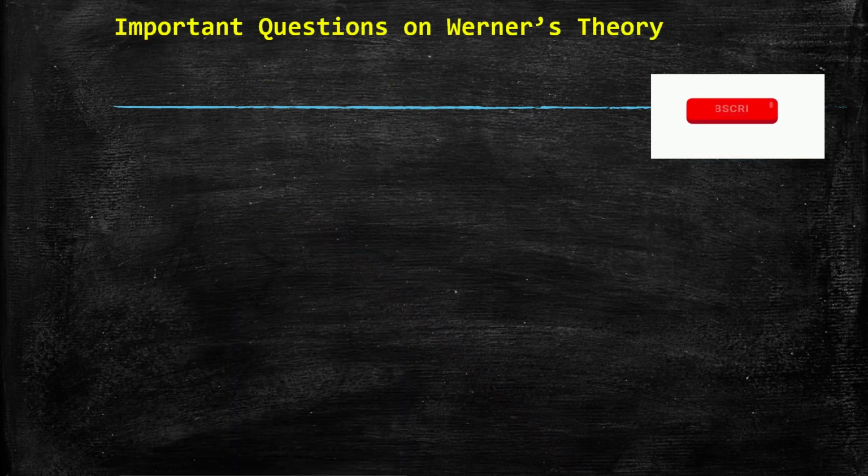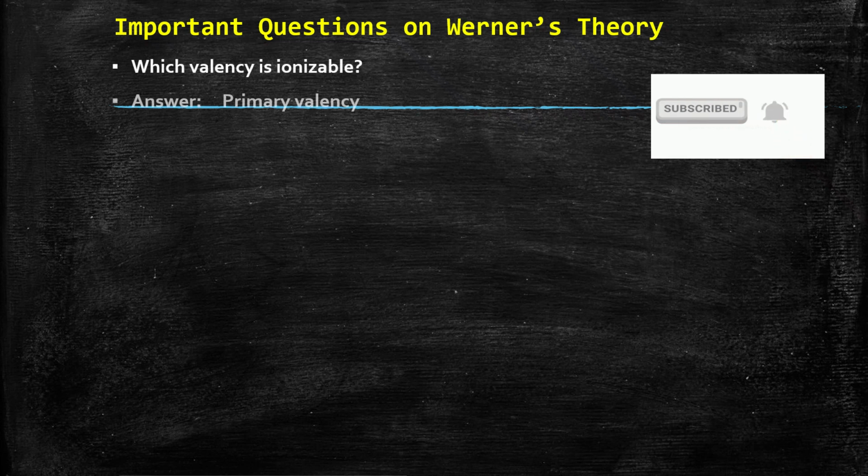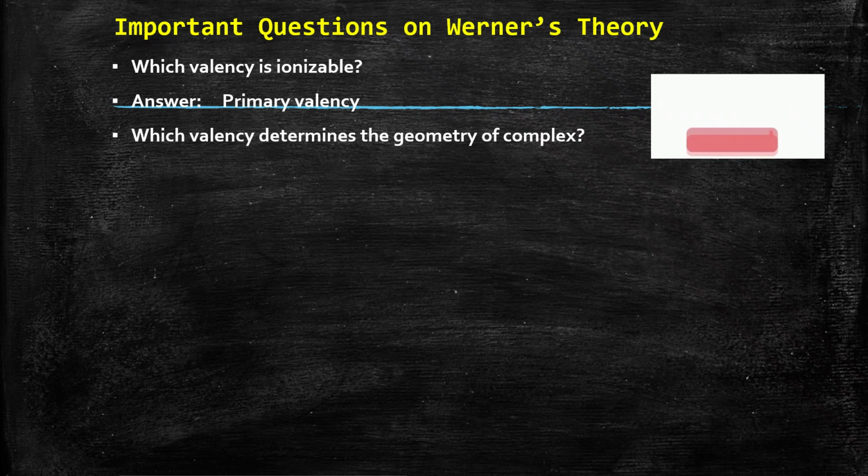Now see some important questions from this topic. First question: which valency is ionizable? Primary valency is ionizable, which is present outside the bracket. And the second question: which valency determines the geometry of the complex? Secondary valency determines the geometry of the complex.